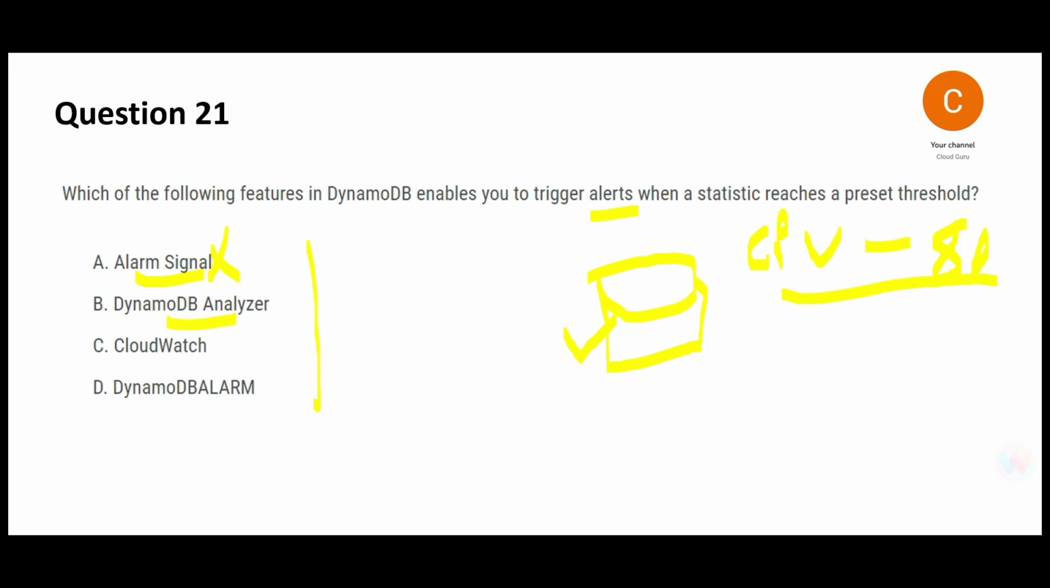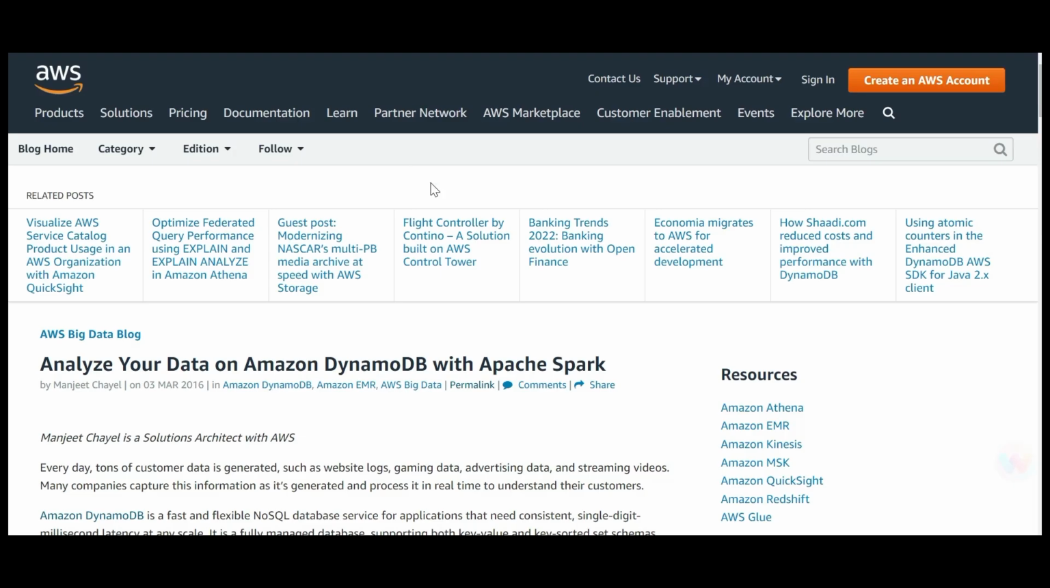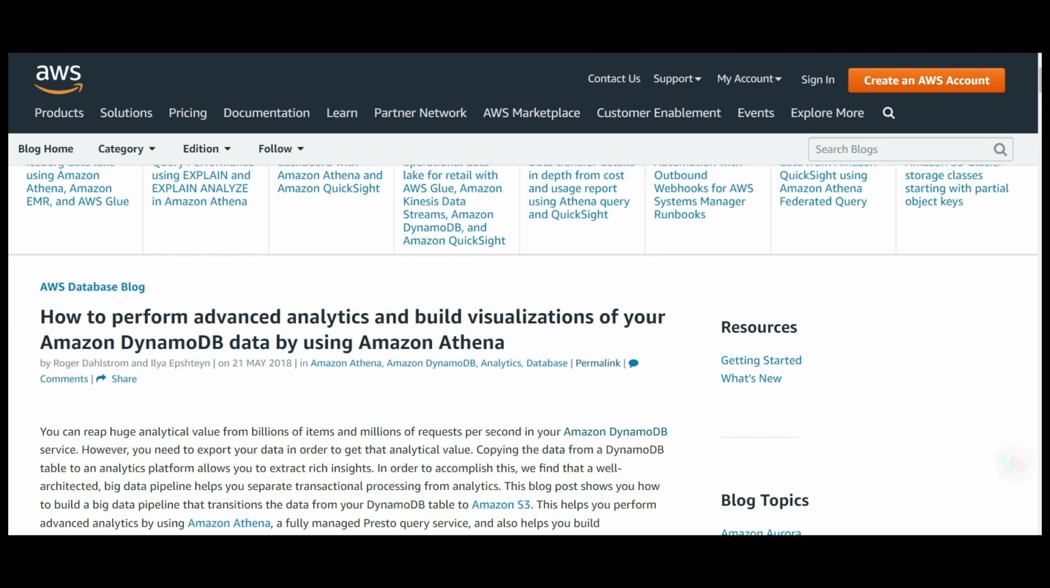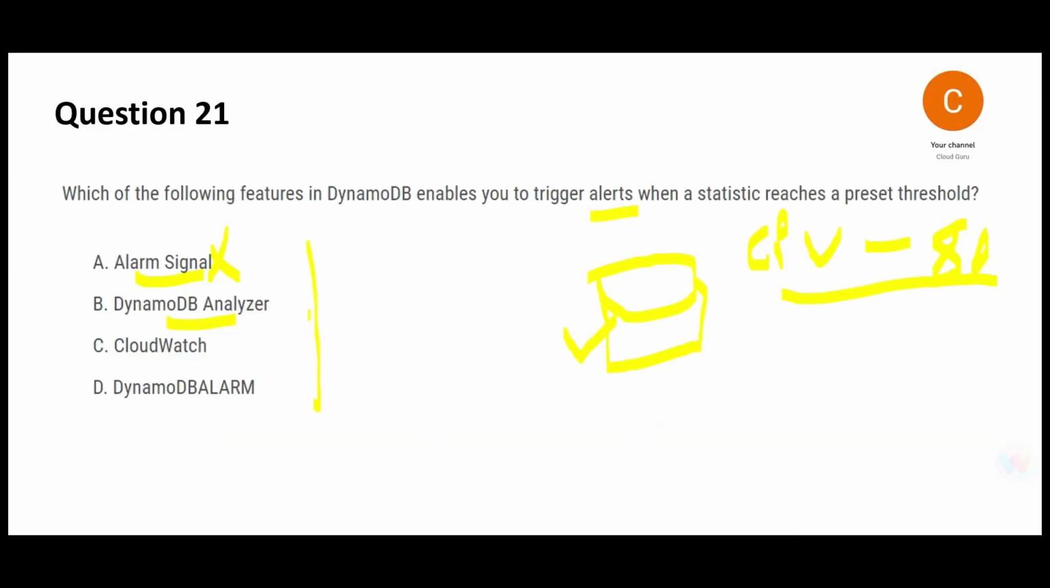Let's look at B. It says to use DynamoDB Analyzer. I could not spot a service like that, but what I could spot is you can analyze your data on DynamoDB with Apache Spark, and it explains how Spark can talk to DynamoDB. And another article I could find is how you could do advanced analytics and build visualizations using Amazon Athena with DynamoDB. I'm not sure of a service or a feature of DynamoDB which is called DynamoDB Analyzer. If you know, please drop in your comments.